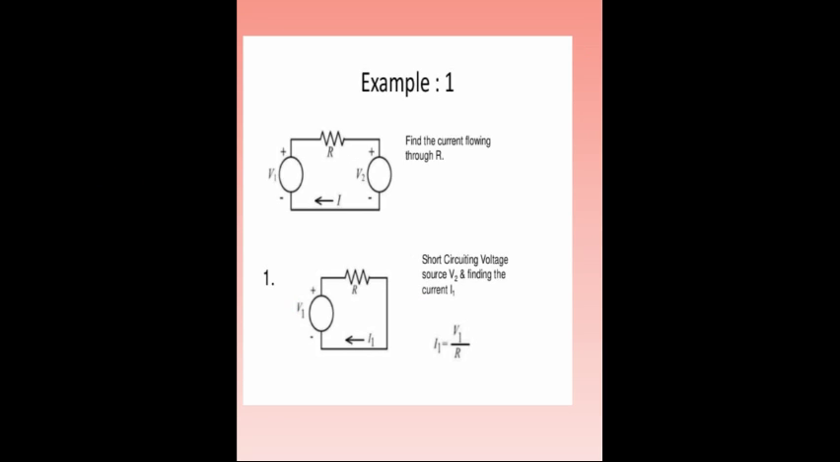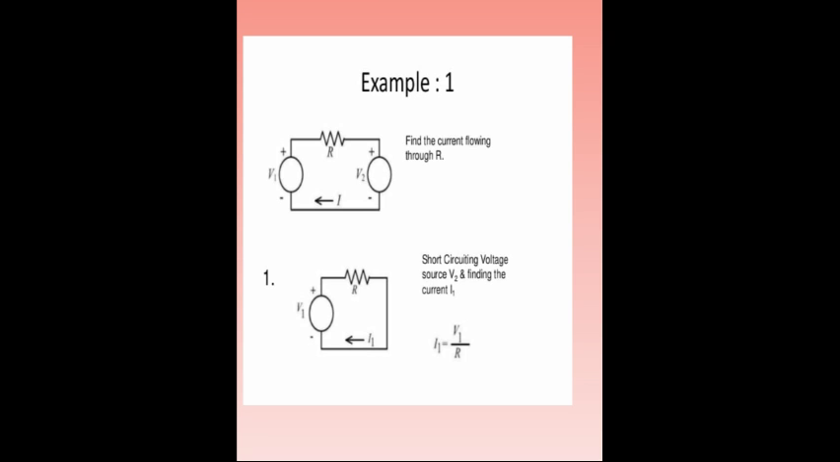Now we take an example to understand superposition theorem. In the given example, find the value of current in R ohm resistance. So there are two voltage sources, V1 volt and V2 volt, and a resistance of R ohm. Now we want to find the value of current in R ohm.